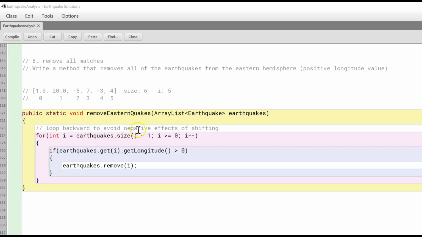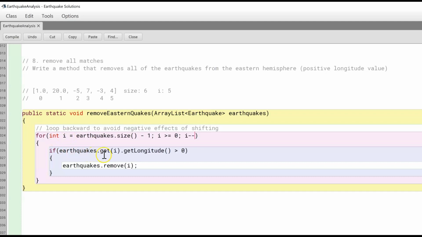We'll loop through the entire ArrayList, and the key here is we're looping backwards. We'll talk about why in a moment. So I'm starting at the end at size minus 1, going all the way to 0, including 0. A common mistake is for people to forget to do i minus minus here to go backwards. If you do i plus plus here, then you'll go out of bounds. So make sure you do i minus minus.